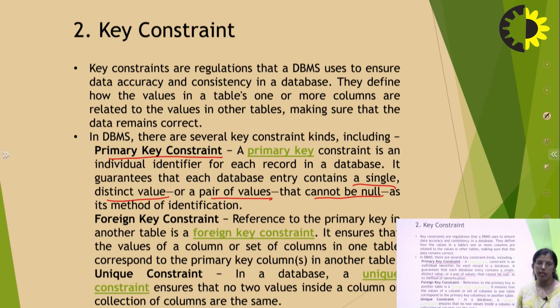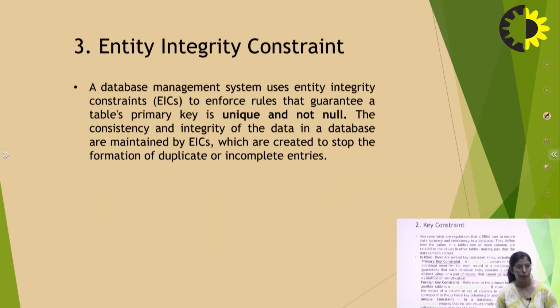Next is unique constraint. In a database, a unique constraint ensures that no two values inside a column or collection of columns are the same. So, it ensures that if there is a column or attribute which can have only unique values, then there should not be any duplicacy in that.